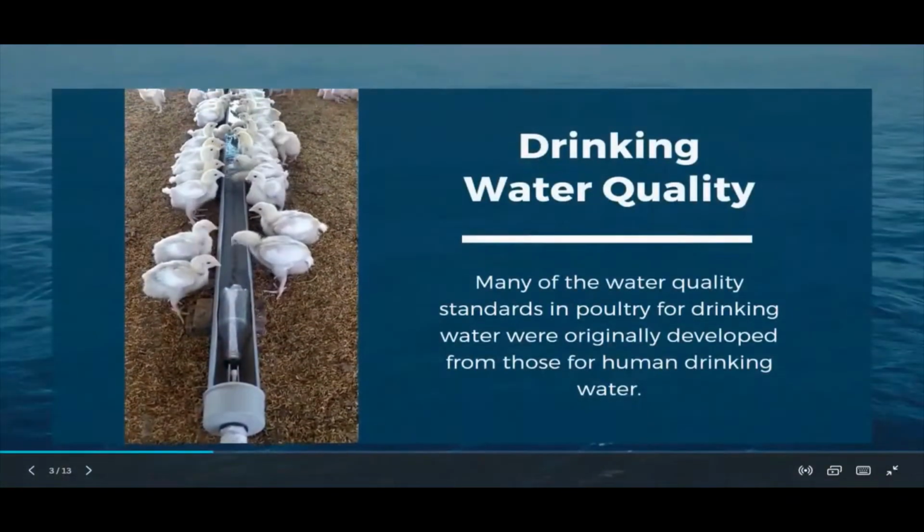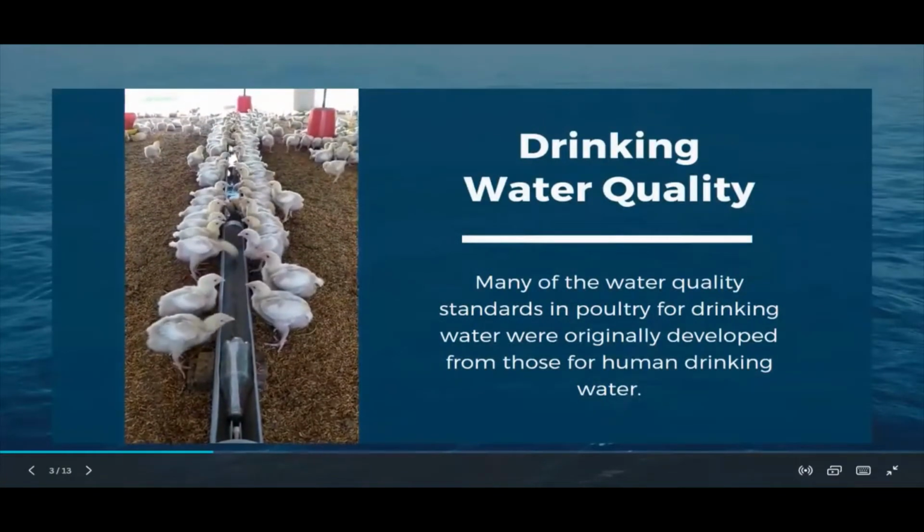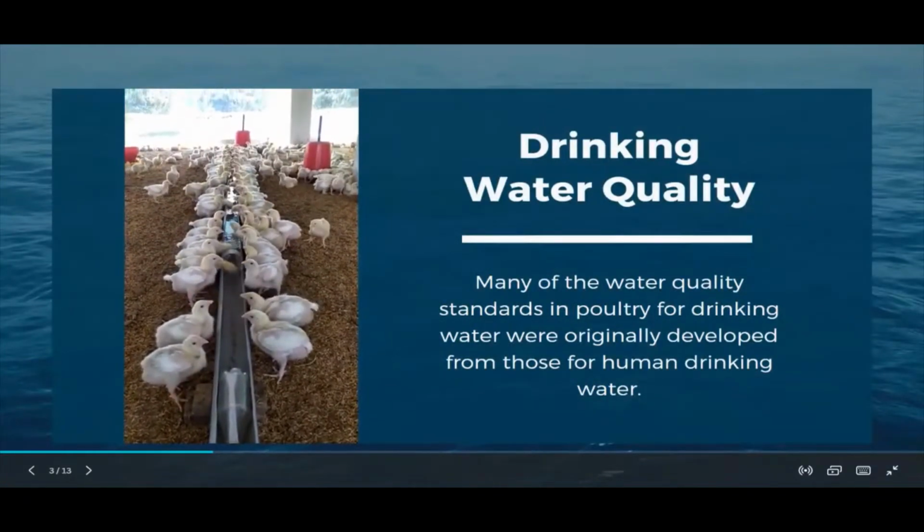Many of the water quality standards in poultry for drinking water were originally developed from those for human drinking water, although nowadays the standards that are recommended come from research and experiments done with broilers and layers as the subjects.